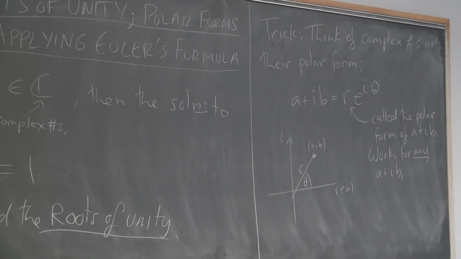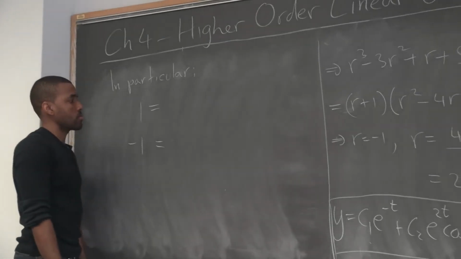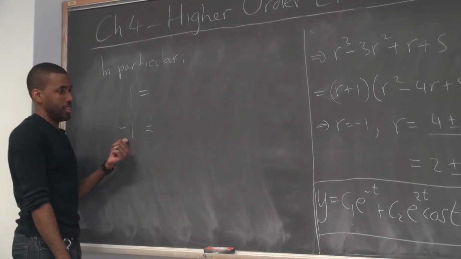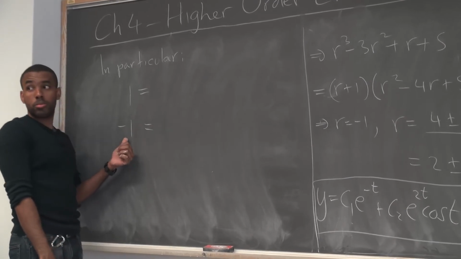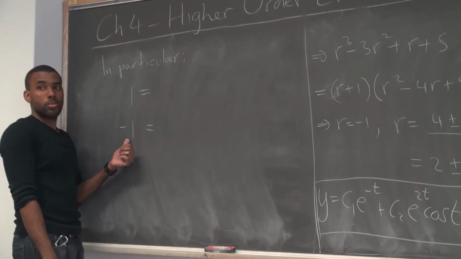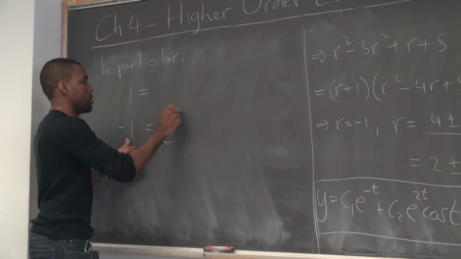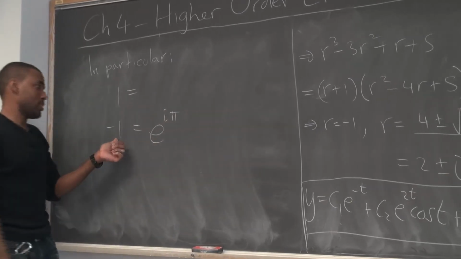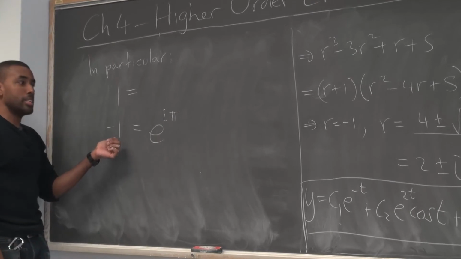How do I write 1 in polar form? How about minus 1? Because this one is the famous one: e to the i pi. Right? When I introduced Euler's formula, that was the first equation I told you about, which is the coolest equation in all of math.